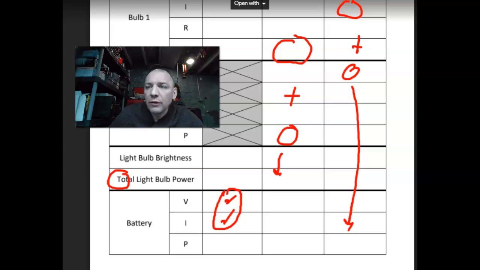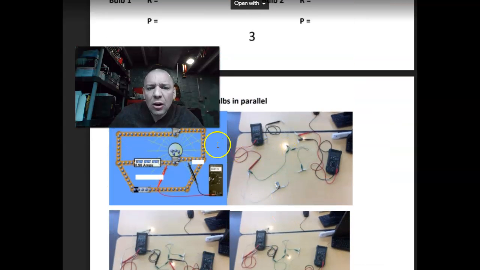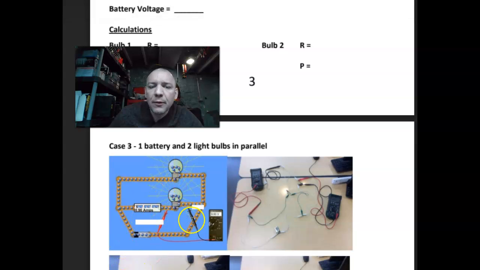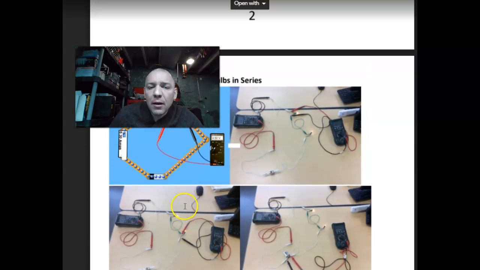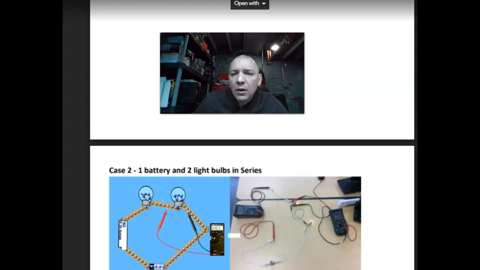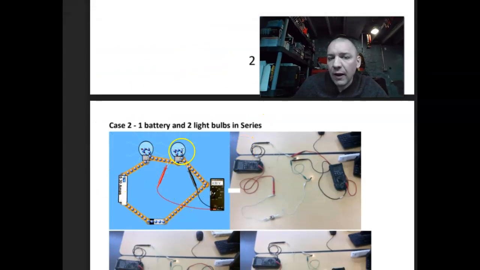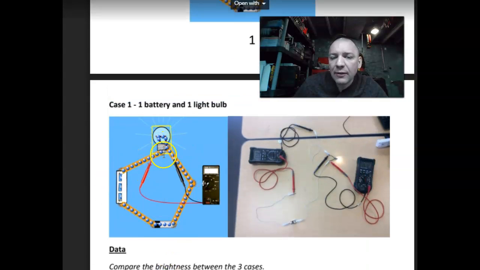So hopefully those go together pretty quickly for you, and it's not too bad. Again, when you look at the current, you'll have to do the current through both bulbs in case 3 and add them up. The voltage you'll have. The other one is case 2. You can see that there's only one circuit, so the current is the same for the light bulbs and the battery, they're all the same. And the same for case 1. There's only one path, so the current through the light bulb is the same as the current through the battery.